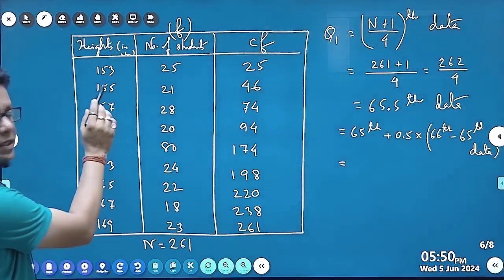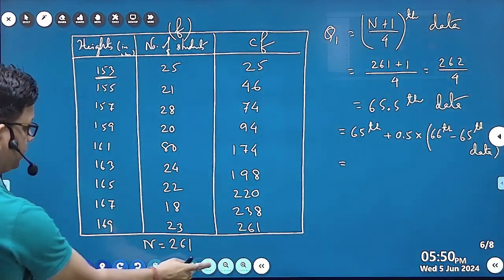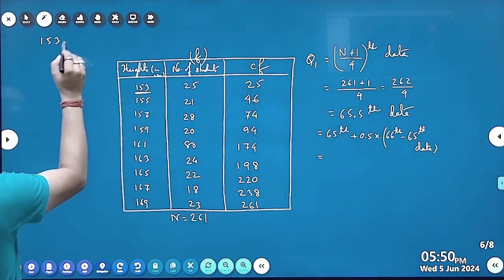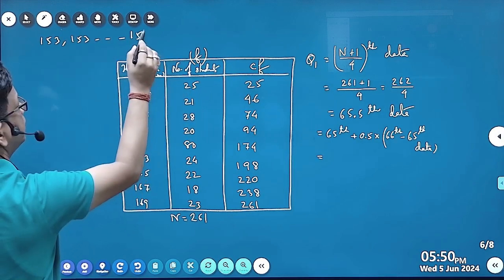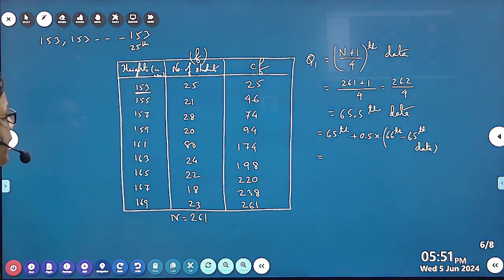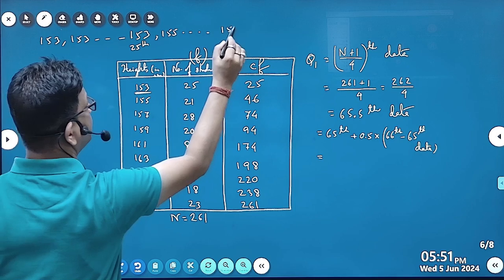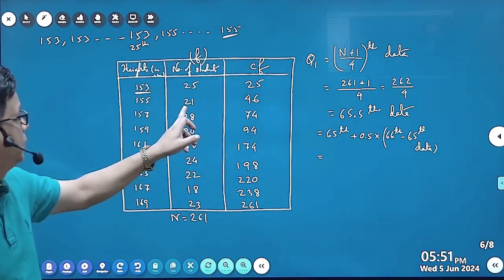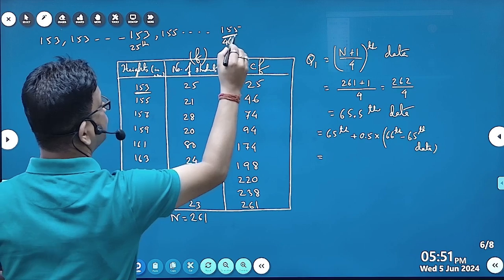See, listen. These 153 come how many times? I just zoom it out. Look at it. I just write it here. 153, 153, 153, like that. It will come how many times? 25 times. So this is the 25th place. Please try to understand. Then 155 will start. 155, 155, like that. Any idea which place? Because this 155, how many times is there? 21. So 25 plus 21, up to 46th place.